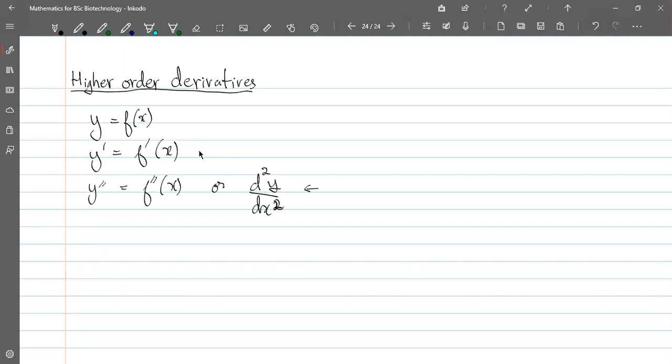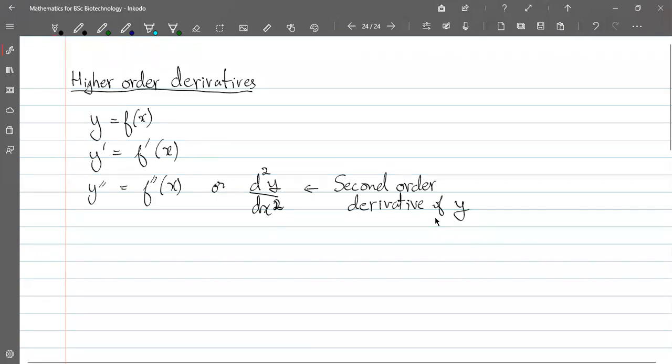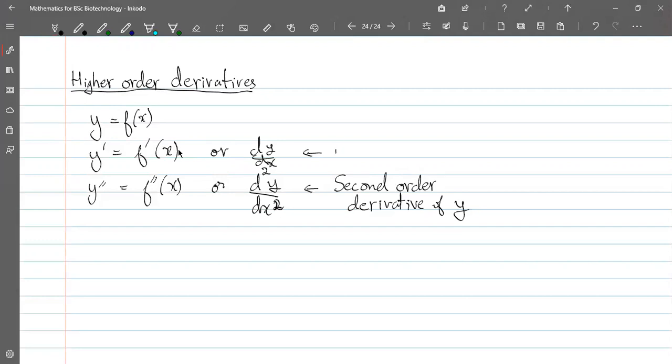Okay, this denotes what is called the second order derivative of y, second order derivative of y. Okay, and so once we talk about higher order derivatives, this thing is also called not just a derivative but first order derivative, right? Or let's write it here. This is called a first order derivative of y.